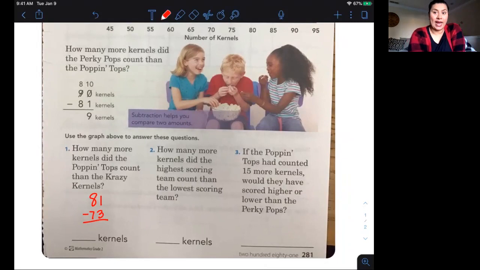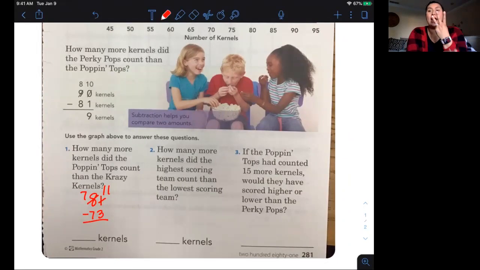All right, friends, I hope you write that down with me. 1 take away 3. Can we do it? No, we can't. We're going to need to borrow. Our 8 becomes a 7. Good job. Our 1 becomes 11. Hey, 7-11. That's funny. 11 take away 3 is, go ahead and count backwards from 11.